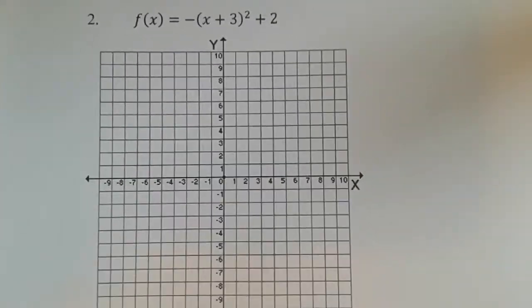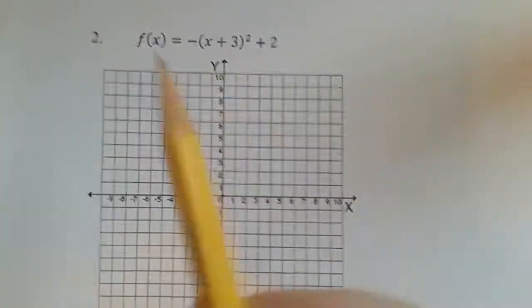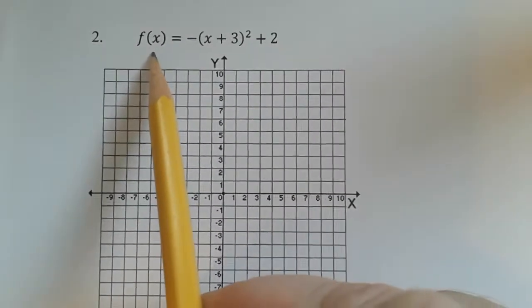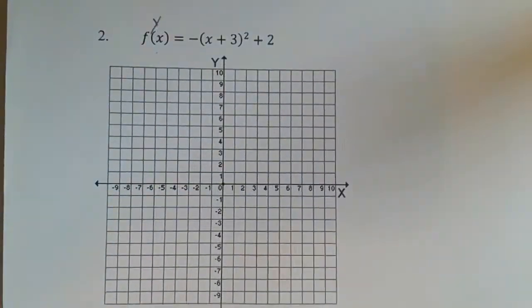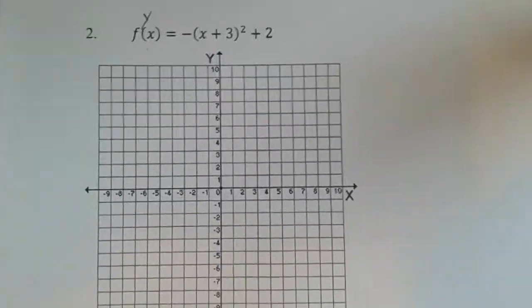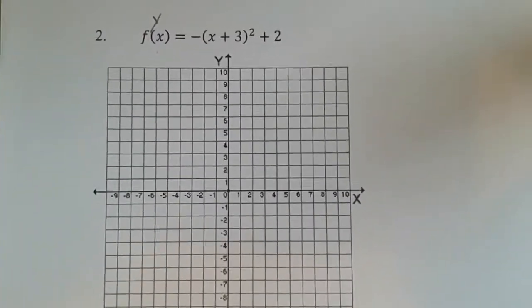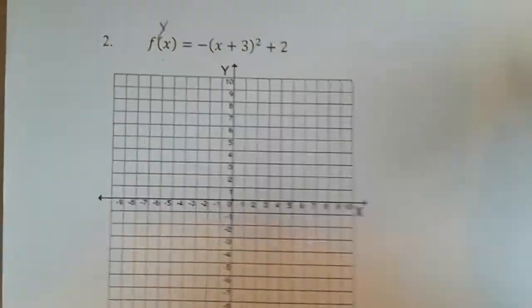Okay, so let's take a look at number 2. F of x, so this is the only difference. I'm putting it in function notation. We haven't seen function notation in a while. That's the same thing as y. Okay, it's the same thing as y equals negative (x plus 3) squared plus 2. Okay, f of x, same thing as y.